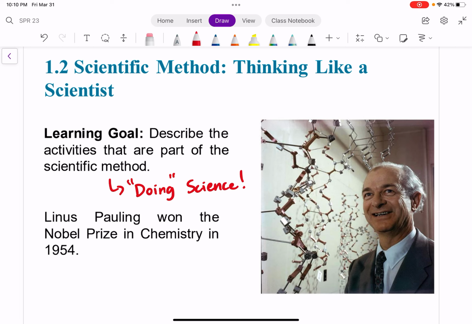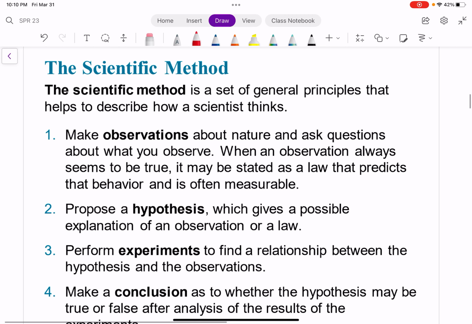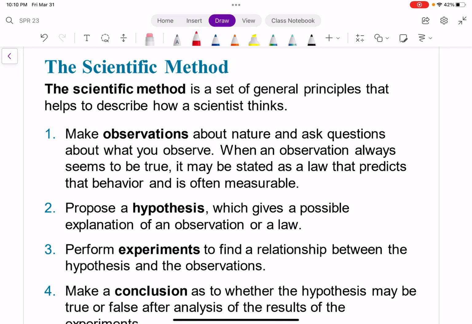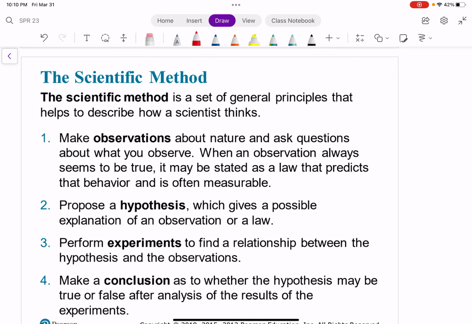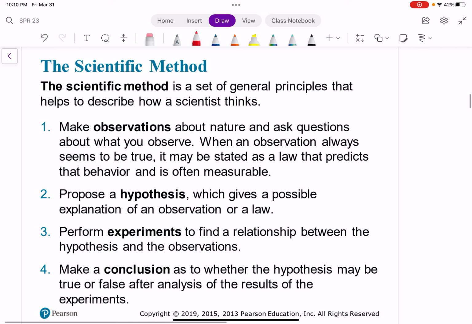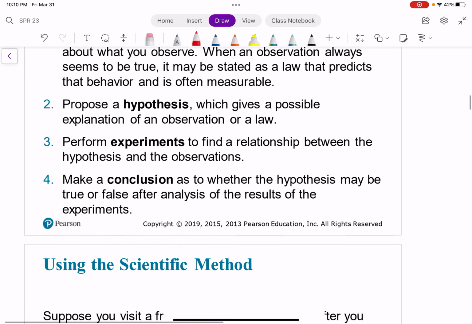Linus Pauling is this man here. He won the Nobel Prize in chemistry for the work that he did on chemical bonds, understanding chemical bonds and the nature of them. Interesting guy. Google him if you are curious. So the scientific method. This is a wordy slide, so we're just going to break it down a little bit more, make it a little bit easier to understand with an example.